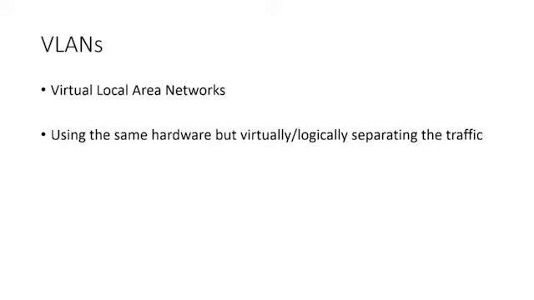Now we also have VLANs, and we can use VLANs for security. We use VLANs to segregate traffic as well. A VLAN is a virtual local area network. Now what this means is we're using the same hardware that we have inside of our infrastructure, but virtually or logically we're separating the traffic. That helps, the traffic separation helps with security, and because we're segregating that traffic, we're separating it out inside of the network.